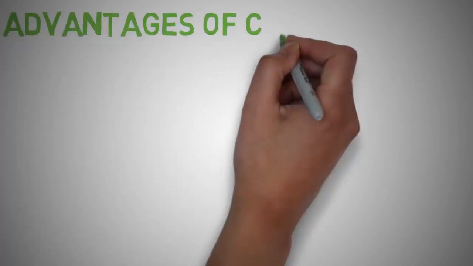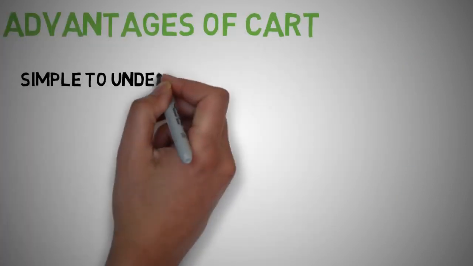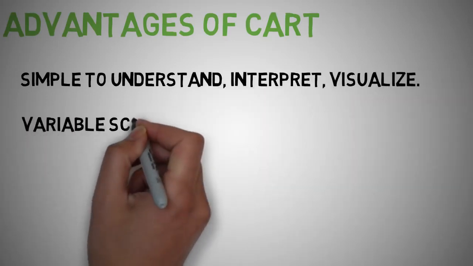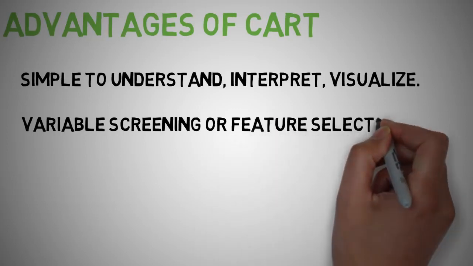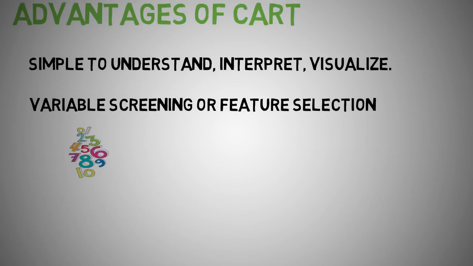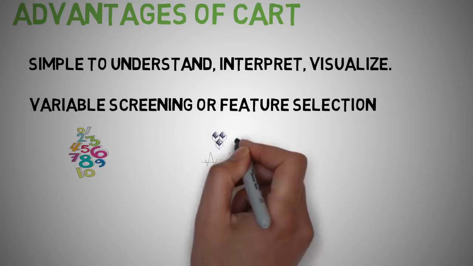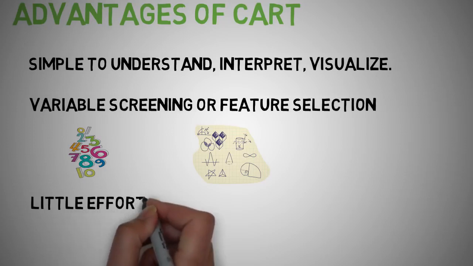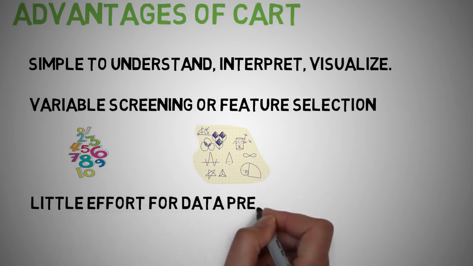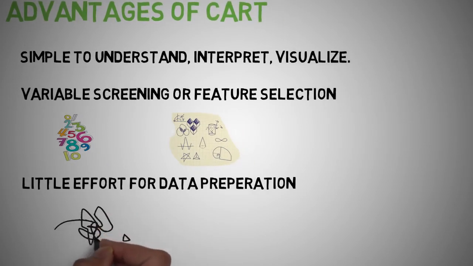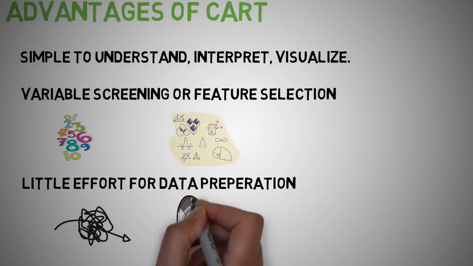So the advantages of CART: it is simple to understand, interpret and visualize. Decision trees implicitly perform variable screening or feature selection. It can handle both numerical as well as categorical data. It can also handle multi-output problems. Decision trees require relatively little effort from the user for data preparation. And nonlinear relationships between parameters do not affect the tree performance.